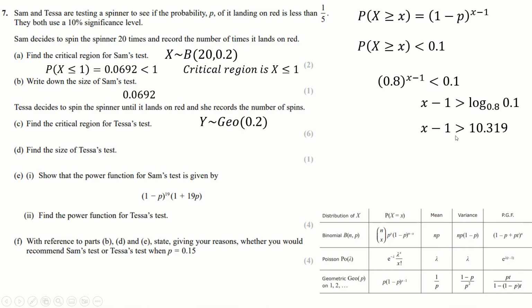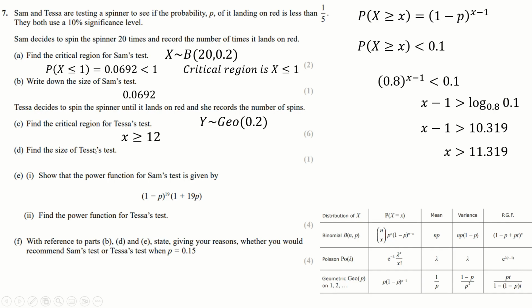If you forget to do that, it becomes quite obvious that you've made a mistake when you get an answer of x is less than this, and that clearly can't be a critical region, x less than some number. At least not in this case. So we're looking for x to be 12 or greater as our critical region.